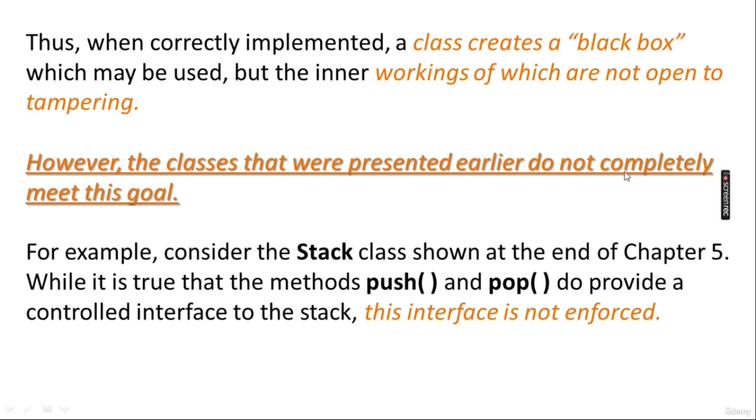When correctly implemented, a class creates a black box which may be used, but the inner workings of which are not open to tampering. What is a black box? It is a box, but it is not transparent. You cannot see whatever is inside the box. Inner workings of which are not open to tampering, so nobody can tamper with the inner data of that class.